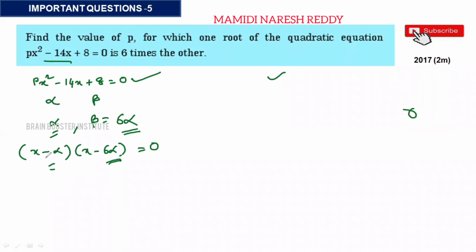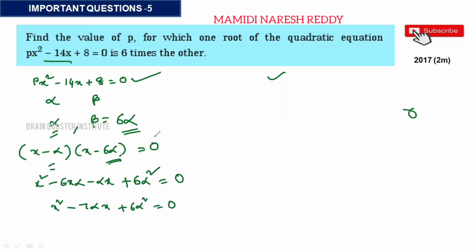So let us multiply, my dear friends: x into x is equal to x square, and minus x into 6 alpha is equal to minus 6 alpha x, and minus alpha into x is equal to minus alpha x, and minus into minus is plus, and 6 into alpha square is equal to 6 alpha square, equal to 0. Now x square minus 6 alpha x minus alpha x is equal to minus 7 alpha x plus 6 alpha square is equal to 0.